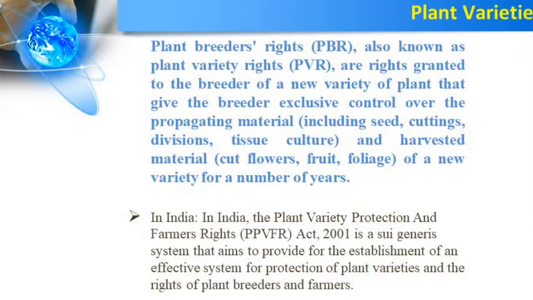Now we come to plant varieties. There is plant breeders' rights (PBR), also known as plant variety rights (PVR). These are rights granted to the breeder of a new variety of plant that give the breeder exclusive control over propagating material, including seed, cuttings, divisions, tissue culture, and harvested material like cut flowers, fruit, foliage, of a new variety for a number of years.